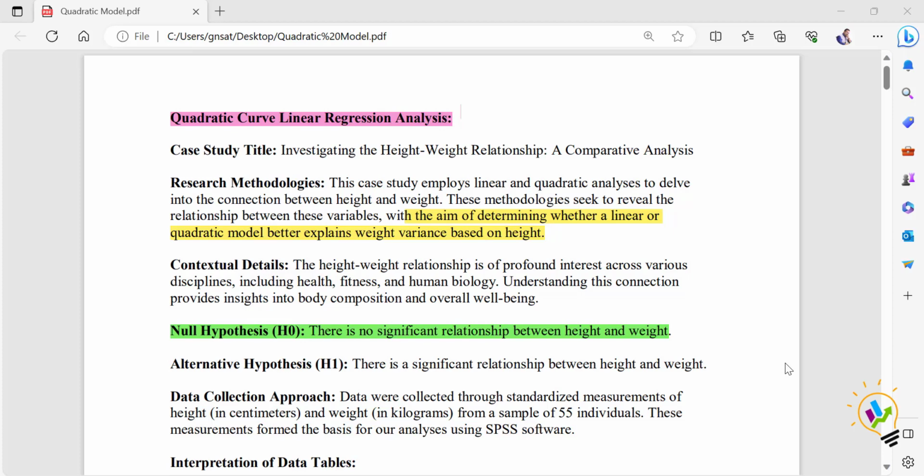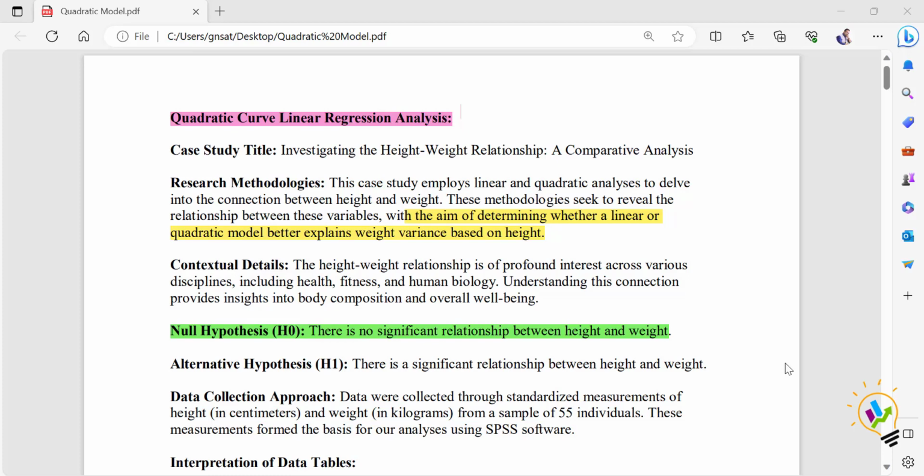In this case study, we are going to discuss quadratic curve regression, and we are going to investigate the relationship between height and weight. This is a comparative study where we are going to have two models. One is a linear model, the other one is a quadratic model, and we are going to see which is the best model to represent the data.